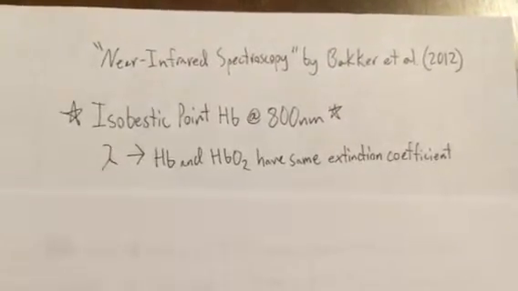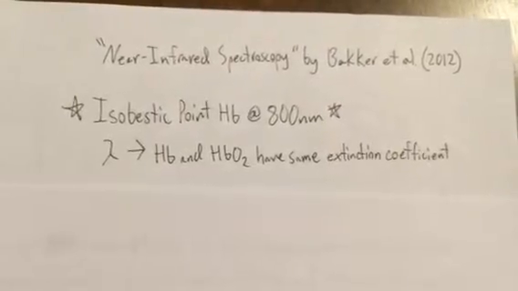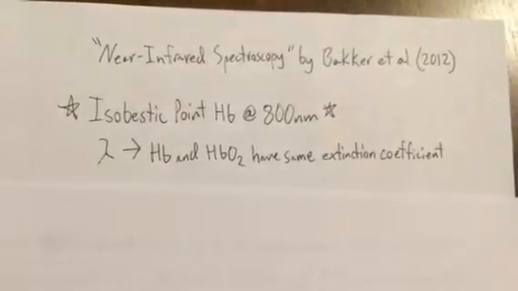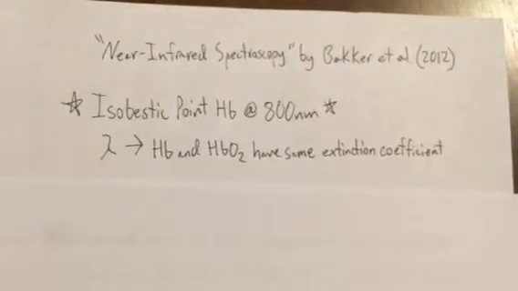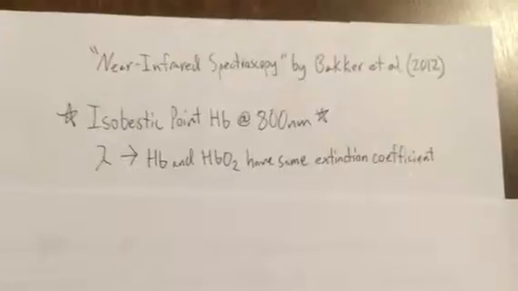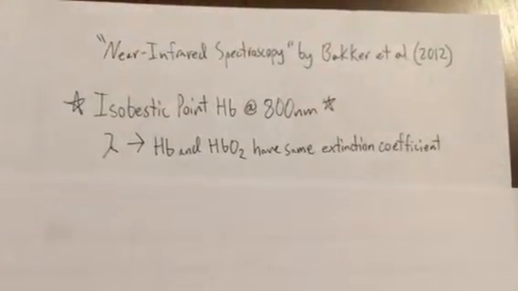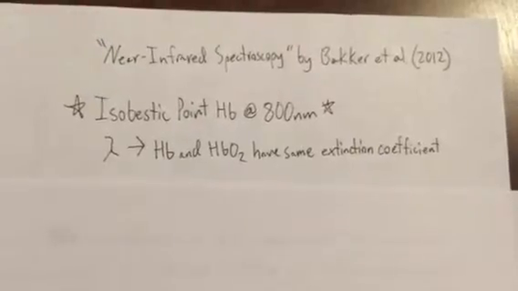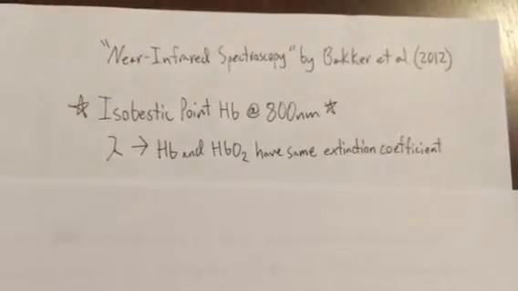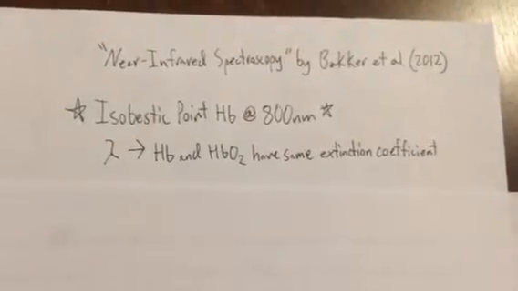This article describes how near infrared spectroscopy is conducted using wavelengths around the isosbestic point for hemoglobin, which occurs at a wavelength of 800 nanometers. It's also important to note that the isosbestic point is the wavelength at which both hemoglobin and oxygenated hemoglobin have the same extinction coefficient.